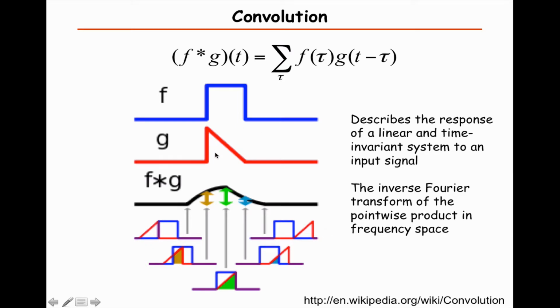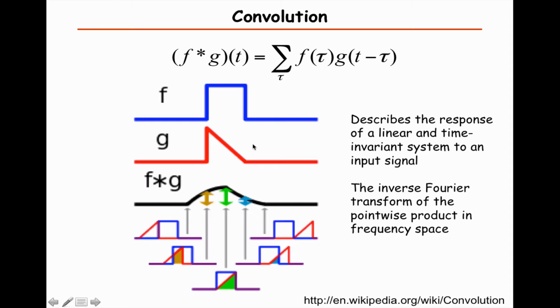The other thing we do is invert the direction of g. So we flip it, and instead of being a triangle in this direction, it's now a triangle in that direction. Then we start to move it over f, and calculate the area under the combined signal. So what we get is a signal that's f convolved with g.